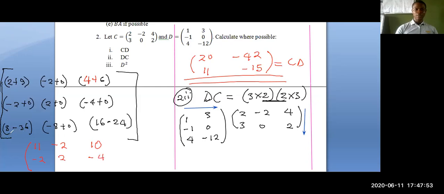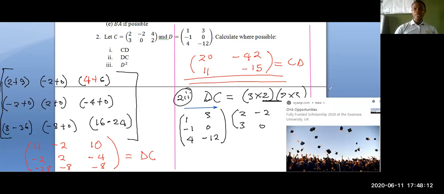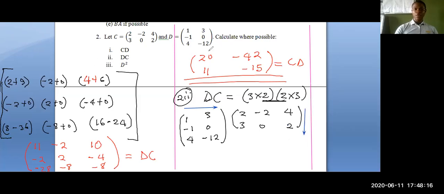Okay. Here 8 minus 36, we have minus 28. Okay. And here we have minus 8. And of course, here we have also minus 8. And that is the answer equals to DC. So this is the answer we get for solving D and C together. I believe that that is well explained enough.